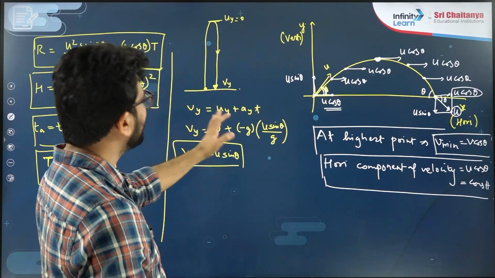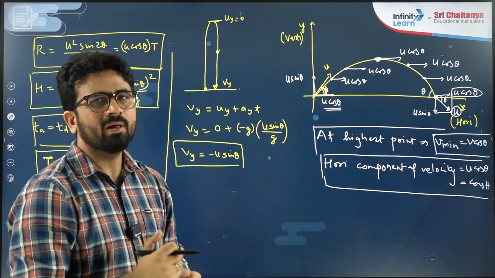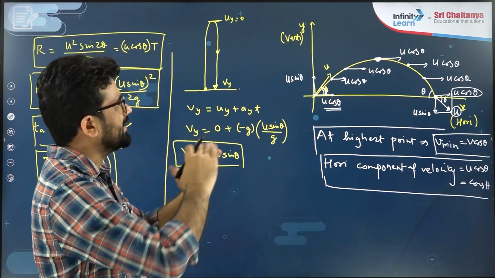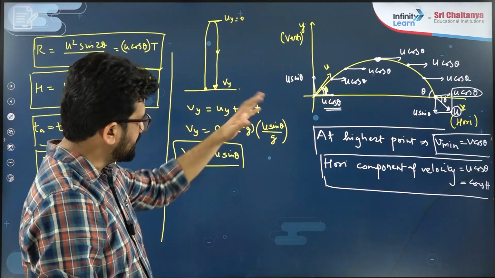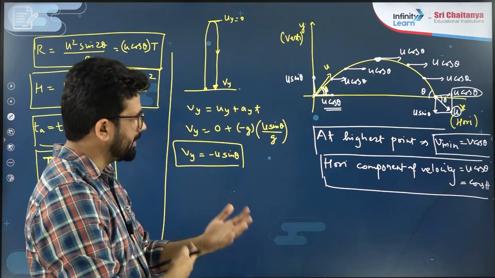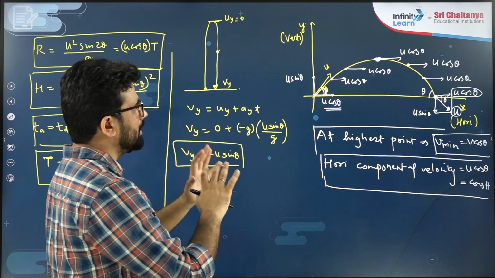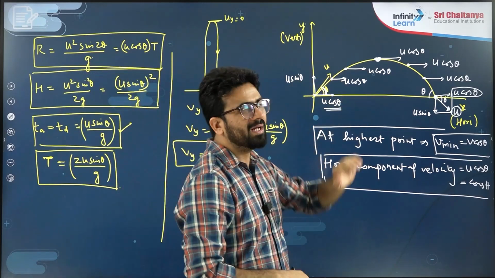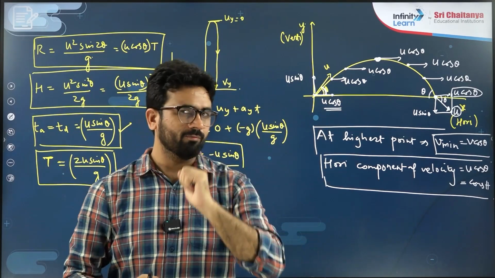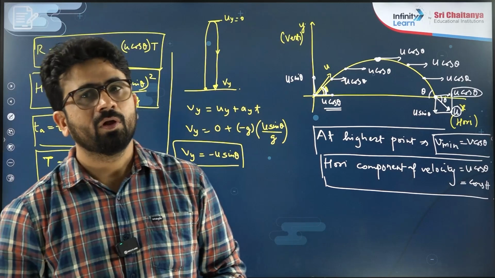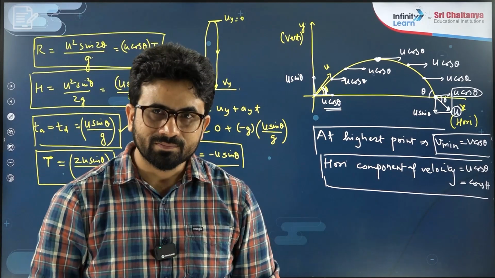Clear? So up to here we understood the basics of projectile motion. At the highest point, what is its velocity, what is its horizontal component, what is its vertical component? You understand this part. Listen, this same question can be asked in a different manner. Let's focus. They can ask you where the kinetic energy is minimum.